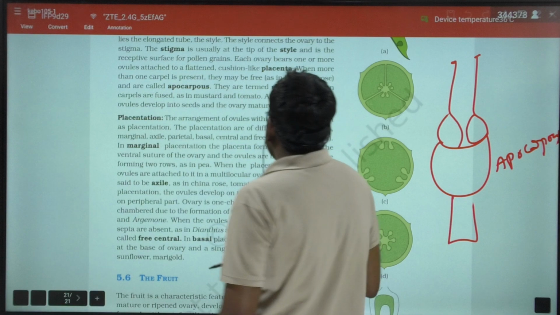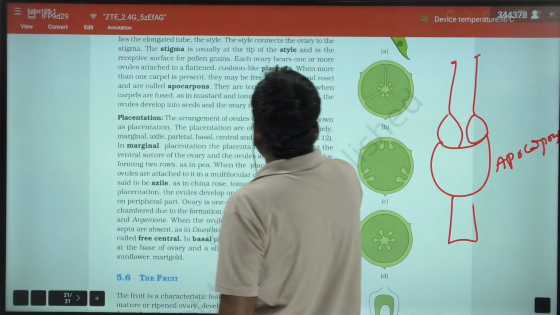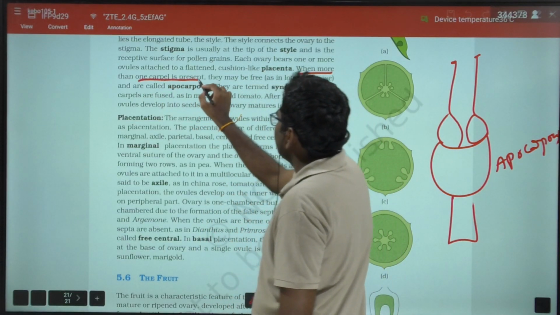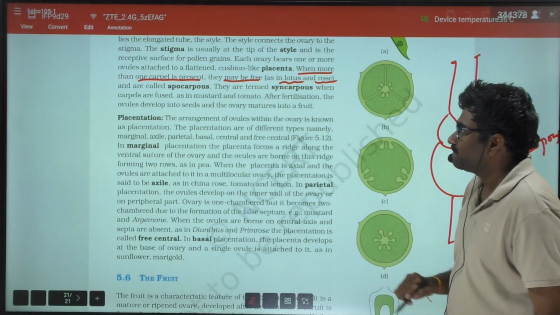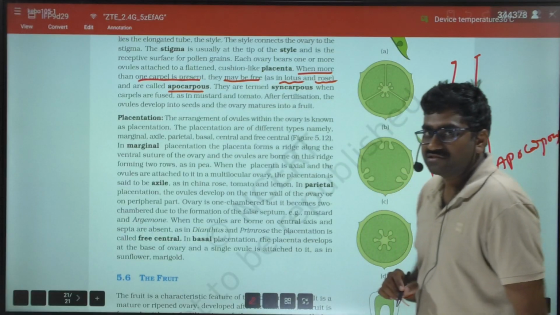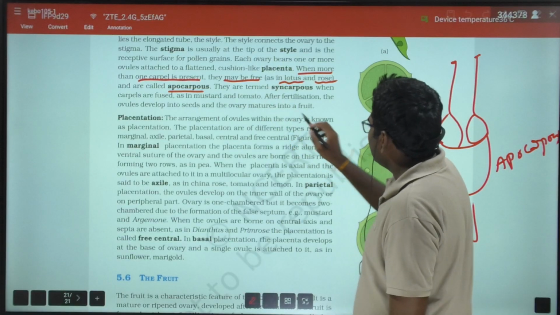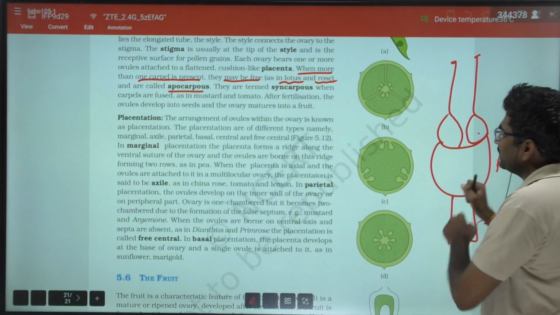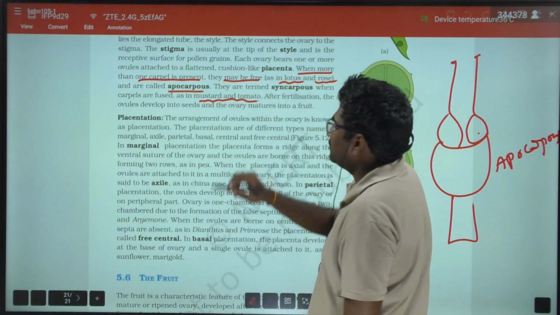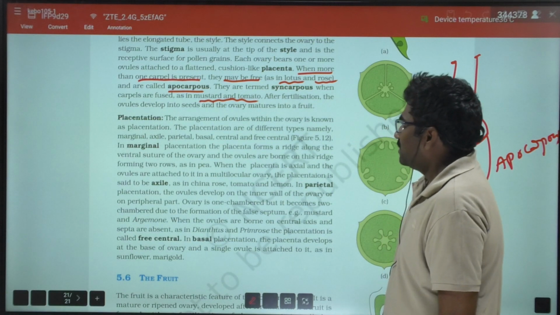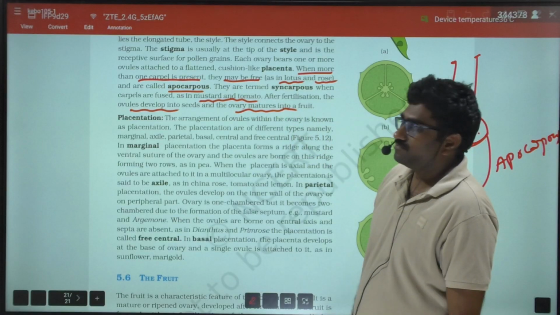Examples for apocarpous ovary: when more than one carpel is present and they are free, as in lotus and rose. Sometimes these carpels are fused, which is termed syncarpous, as found in mustard and tomato. After fertilization, the ovules develop into seeds and the ovary matures into fruit.